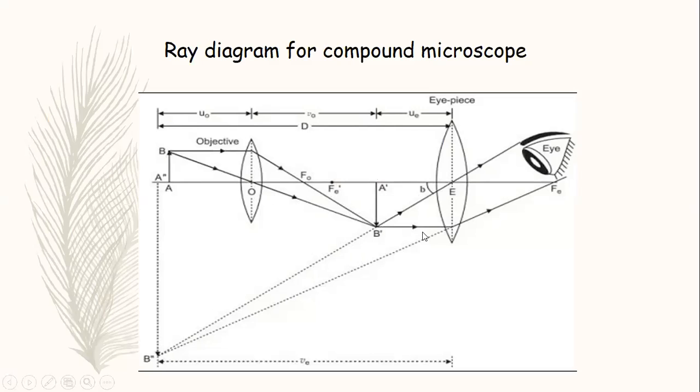You see that the ray that is parallel to the principal axis after refraction passes through the focus. The ray that is passing through the optical center passes unrefracted. Over here, these two are divergent rays, and they will never meet. So I have to produce them back, and produced back, they meet over here, and you can see a highly magnified, erect image is formed at the least distance of distinct vision. So this is the ray diagram for the compound microscope.